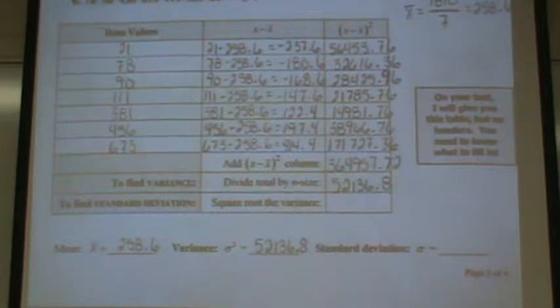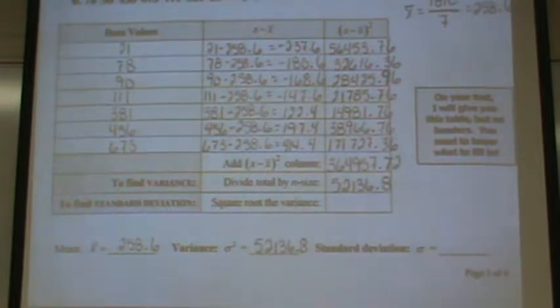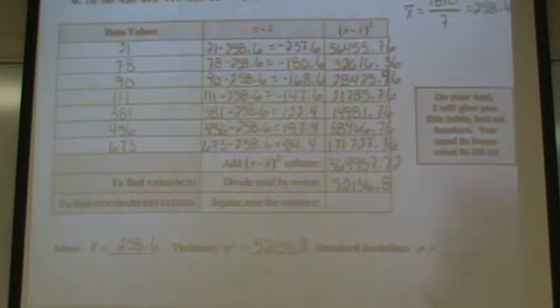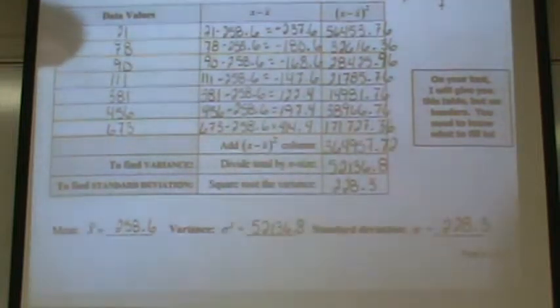And then finally we need to find the standard deviation, and that's taking the square root of your variance. So we're going to square root 52,136.8. When we square root that number, we get 228.3. So our standard deviation is 228.3.